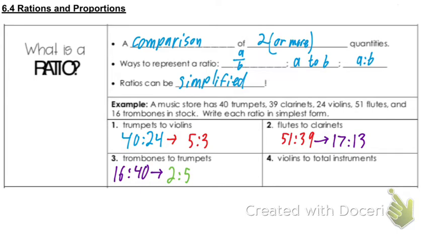Okay. So let's look at the next one. We have violins to total instruments. That's a different category. Do we see a category that just says total instruments? No, we're going to need some math. What math do we think we're going to have to do for total instruments?